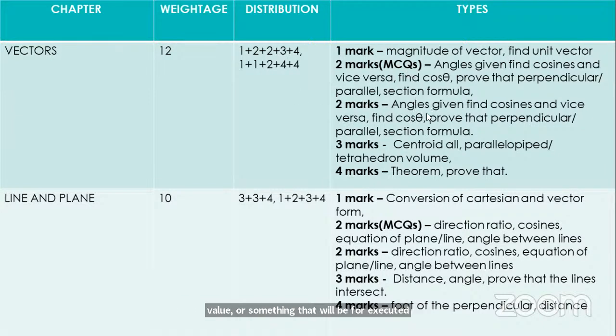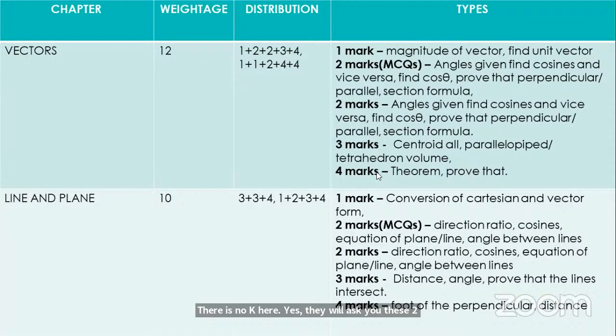Okay. And angles given, cosines, vice versa. Sometimes they will ask you find the cos theta also, prove that the condition. And here they will give the condition for my MCQ type, and they will ask you the value of k. And here they will give the complete equation. There is no k here. Just they will ask you these 2 equations are parallel or perpendicular, like this.